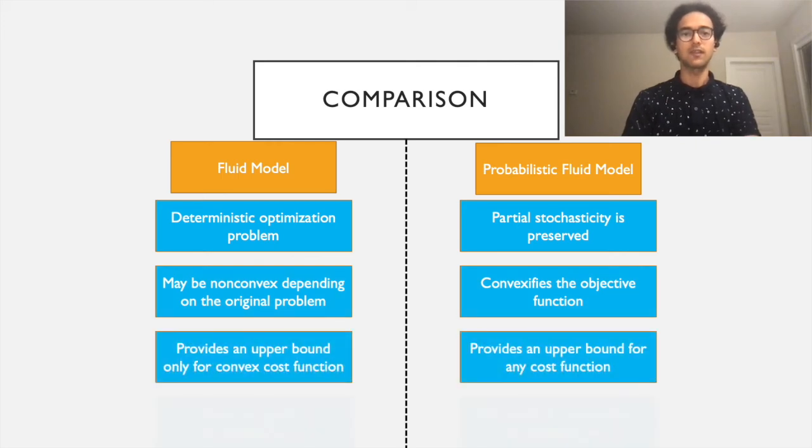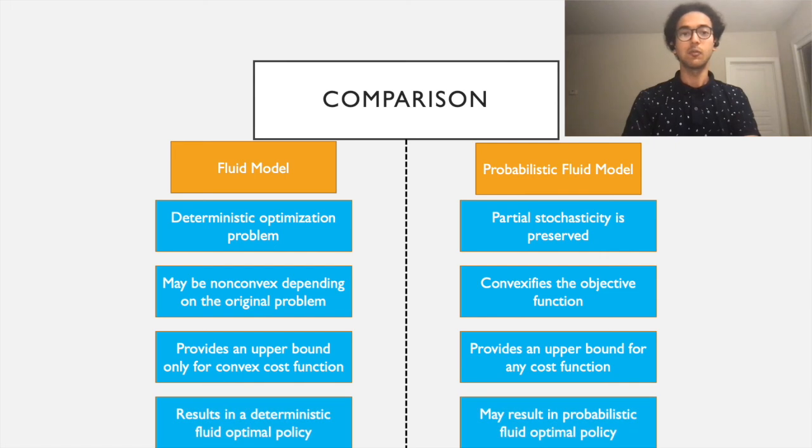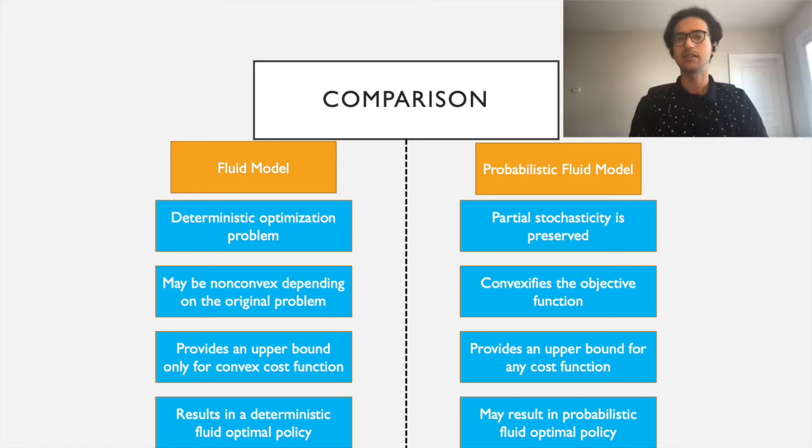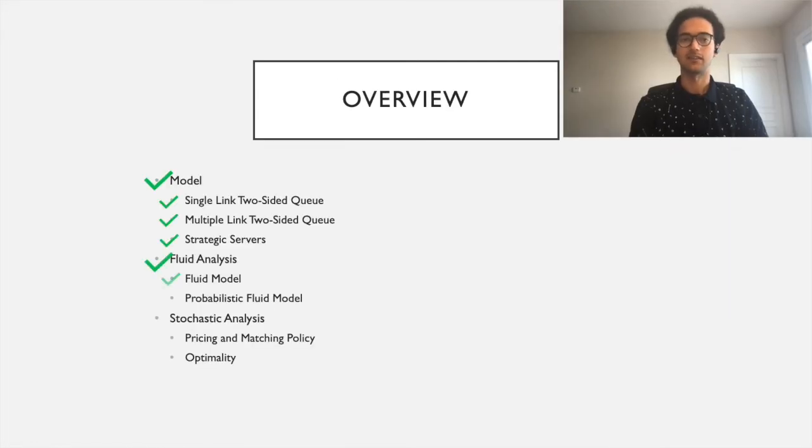The fluid model provides an upper bound on the achievable profit for any stochastic policy only if the cost function is convex, as opposed to the probabilistic fluid model providing the same guarantee for any cost function, which is important to analyze the strategic behavior. Lastly, the fluid model results in a deterministic optimal fluid policy, and the probabilistic fluid model may result in a probabilistic optimal policy. This concludes our fluid analysis.